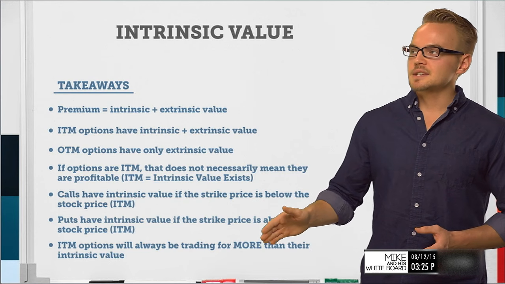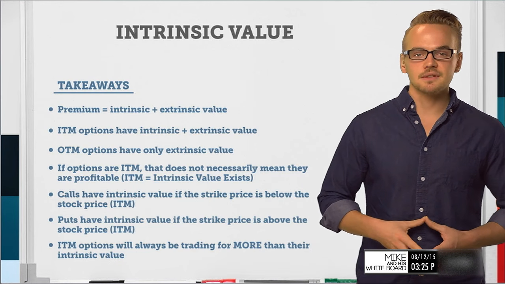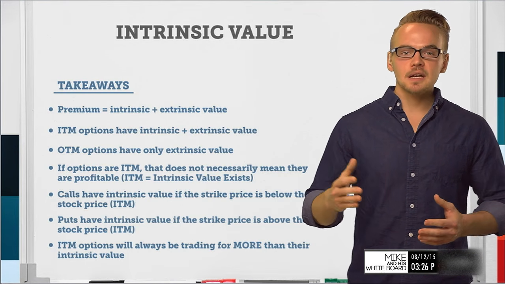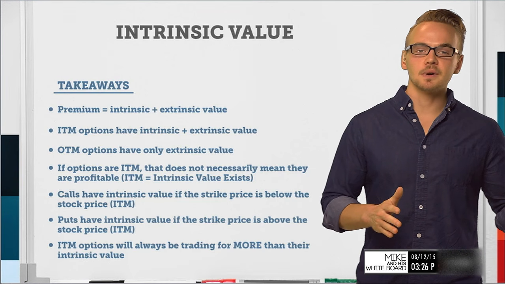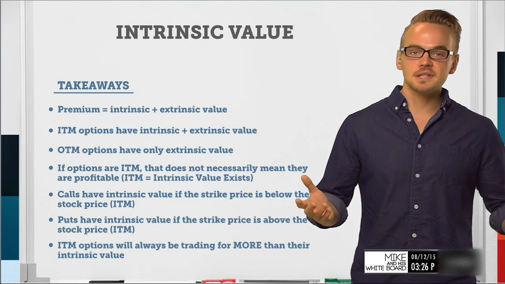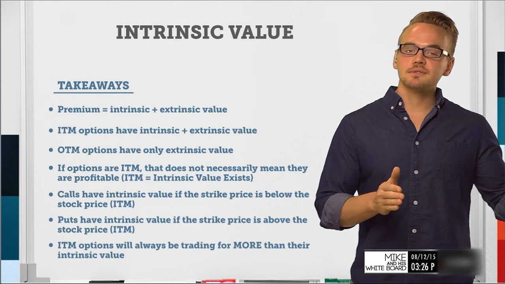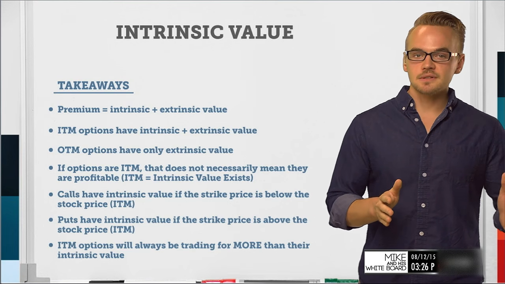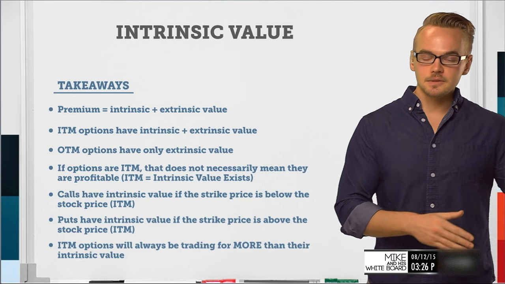And last but not least, in the money options will always be trading for more than their intrinsic value. And again, that's because there's no arbitrage here. I'm not going to be able to buy an option for $9 if the option is $10 in the money. If I could do that, I would do that all day and I'd make $1 at expiration. So it's never going to happen. You're never going to see that, which is why you're always going to see that extrinsic value buffer. So the premium is always going to be more than the intrinsic value. It's actually going to be intrinsic value plus extrinsic value.